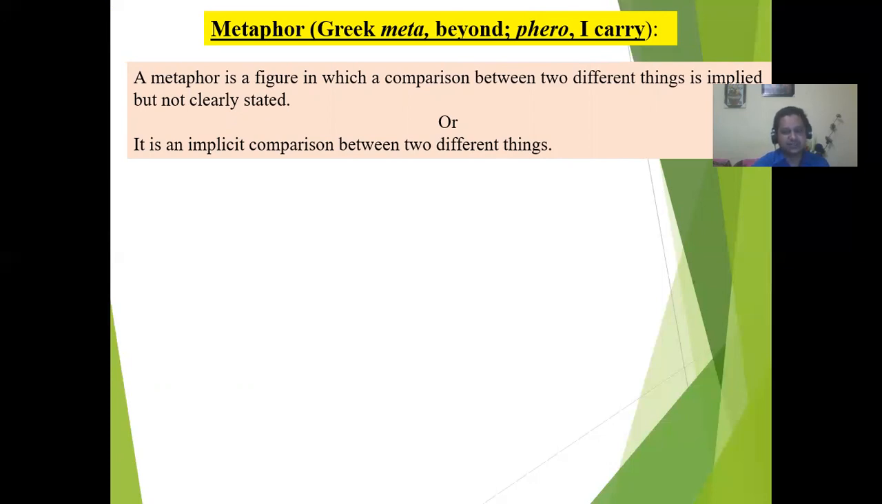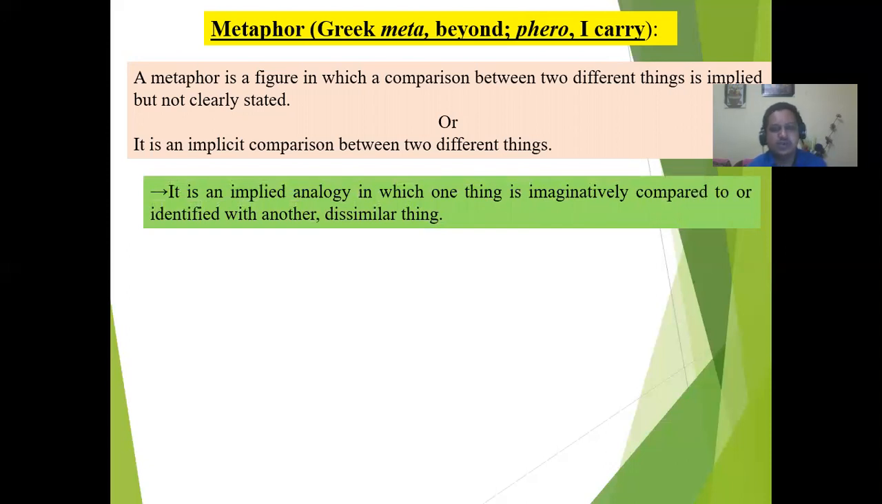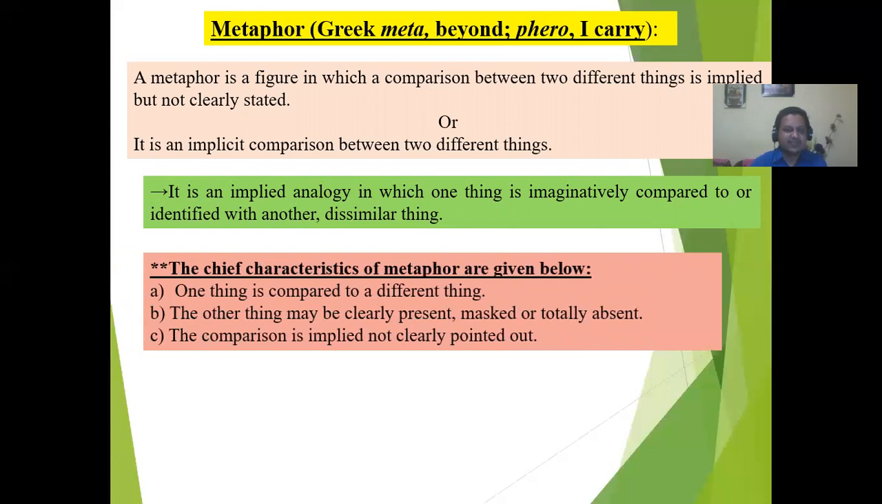There is a comparison between two different things, but the comparison is not clearly stated or pointed out. It is implied; an indirect comparison is made. It is an implied analogy in which one thing is imaginatively compared to or identified with another dissimilar thing. There are some chief characteristics of metaphor given below. One thing is compared to a different thing. The two things are totally different. The other thing may be clearly present, masked, or totally absent. The comparison is implied, not clearly pointed out.